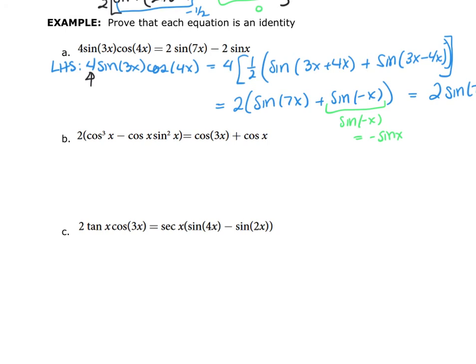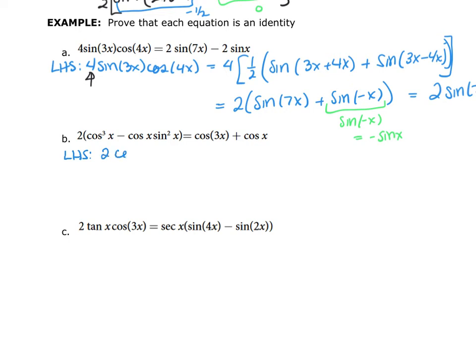Let's take a look at this example here where I have cosine cubed minus cosine sine squared. So what I'm going to do is this. I'm going to again take the left-hand side. It doesn't really matter. You can take either side. So I have the left-hand side.